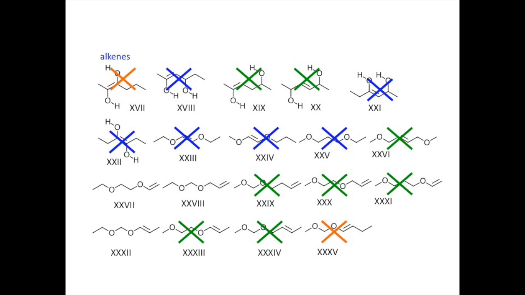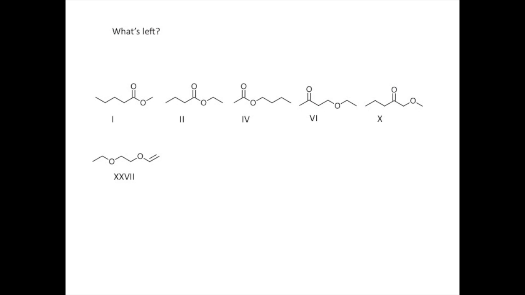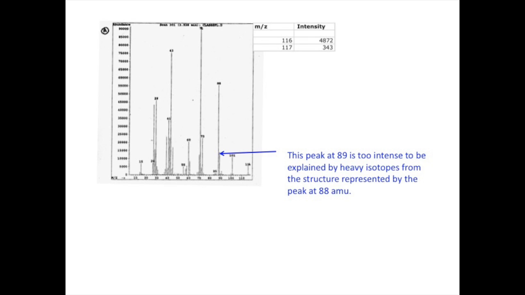Let's look at the alkenes. An oxygen atom next to a terminal alkene can also be lost through an inductive mechanism. So this group will give us the fragment that we want. But neither structure 28 nor 32 can lose a neutral fragment of 43 easily. So here's what's left. How can we distinguish among the 6 remaining candidates? Note that there's a significant peak at 89.